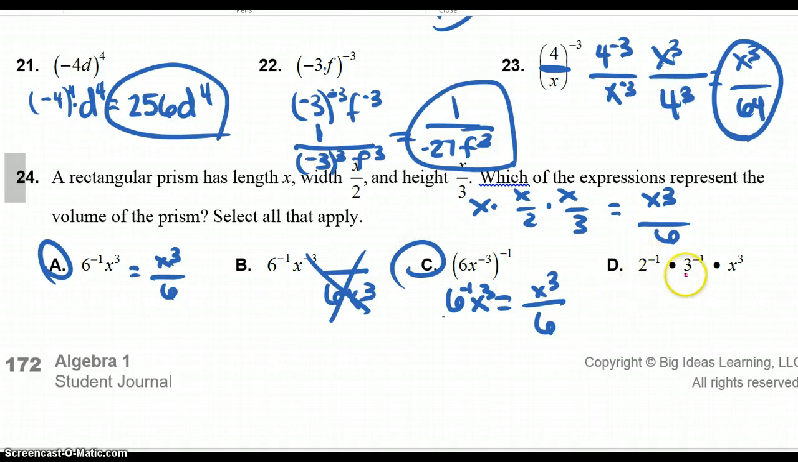Okay, on this, I could do 2 to the negative first, which is 1/2, times 3 to the negative first, which is 1 over 3, times x to the third. 1/2 times 1/3 is 1/6, times x to the third. That looks like the same thing I have right here, 1/6 times x to the third, so D is a good option also. Okay, that's the end of the notes.